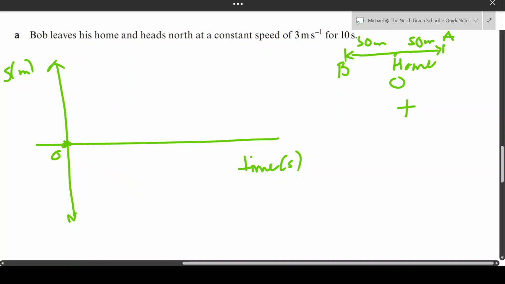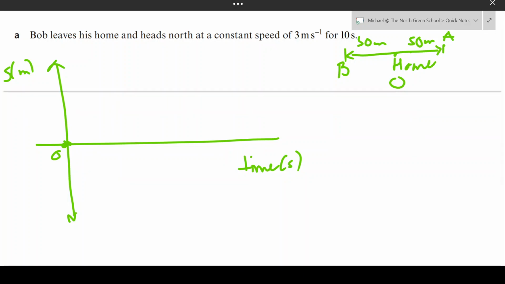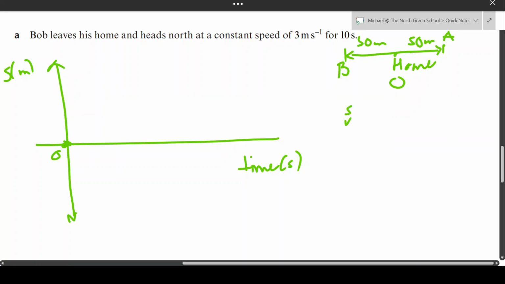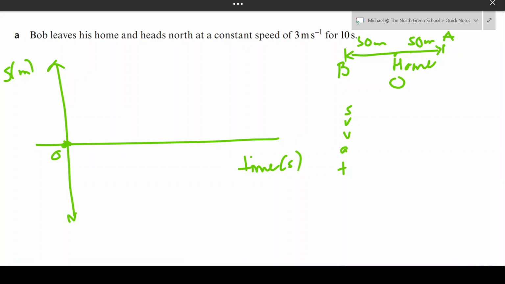So displacement, we need to figure out the displacement. We've got the speed, so we're going to use the SUVAT equation. S-U-V-A-T, SUVAT. So Bob leaves his home and heads north at a constant speed of 3 meters per second for 10 seconds. So we've got 10 seconds. And we've got constant speed. What does constant speed tell us? Constant speed, if the speed is not changing, that must mean that there is no acceleration, because acceleration means change in speed. So acceleration will be 0.